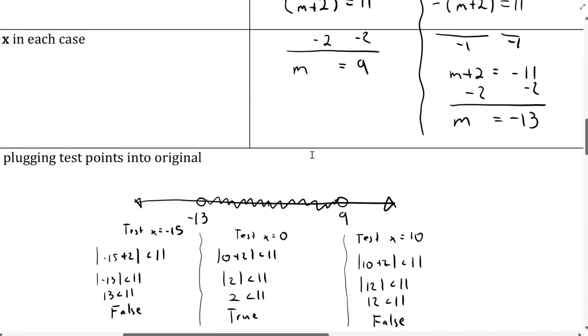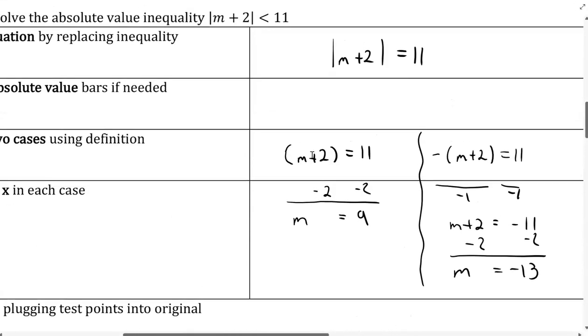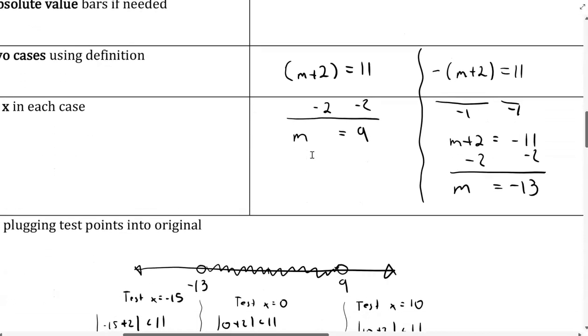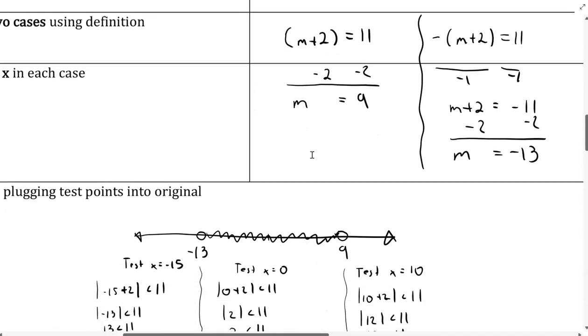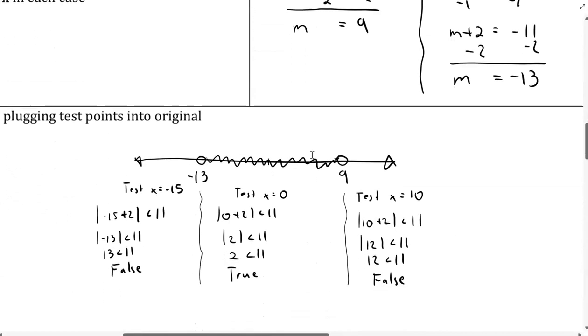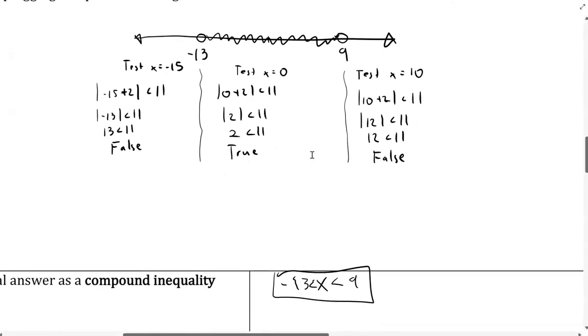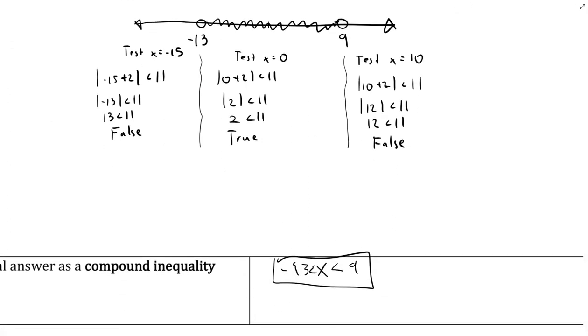So again, notice that it's pretty much identical to solving an equation. In fact, we turn the problem into an equation. And then once we've turned it into an equation, we solve for the 2 points. And then the 2 points will create intervals or sections of the number line. And then we test 1 point in each of those sections to see if it's true or false. And then based on whether it's true or false, we shade in that entire section. And then once we have the number line, we can then write a compound inequality.